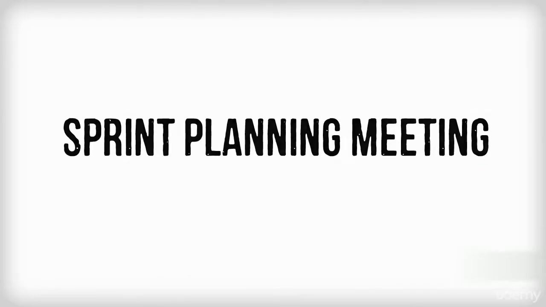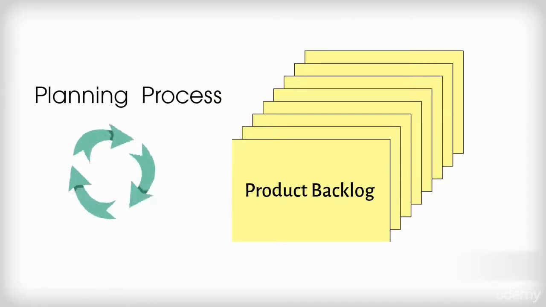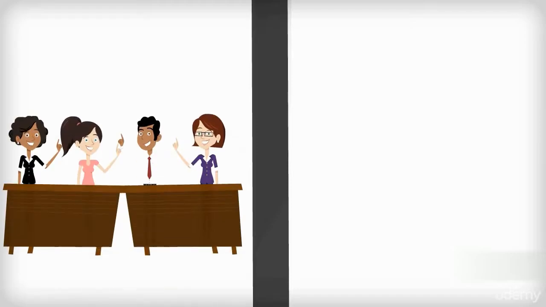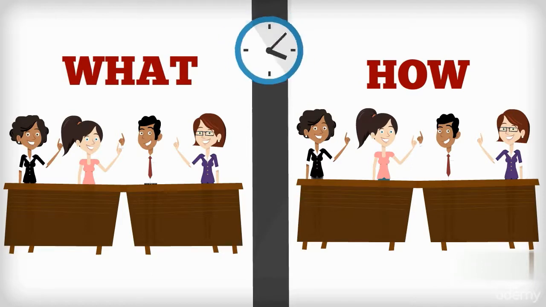Sprint planning meeting. Once the product backlog is detailed enough and we are sure that it is ready to present to the team, we are ready to begin the planning process. There are 2 halves to a sprint planning meeting. In the first half, the team decides what they aim to do, and in the second half, they decide how they aim to do it. The meeting must end with a commitment from the team to deliver the sprint on time.